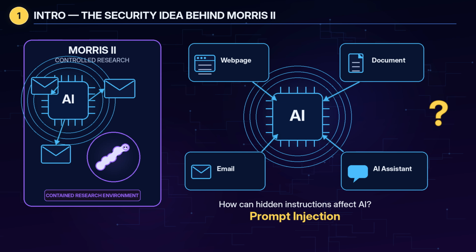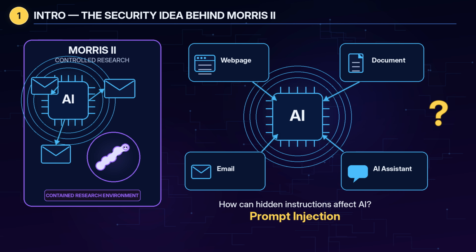In the last Zyber video, we looked at Morris II, a controlled research demonstration that explored whether unwanted instructions could repeat across connected AI applications. But that raises a more basic question. How can instructions hidden inside an email, document, or web page affect an AI system at all? The answer involves something called prompt injection.